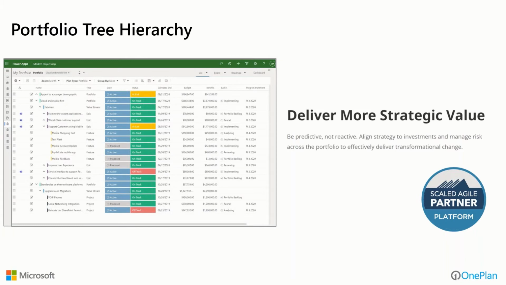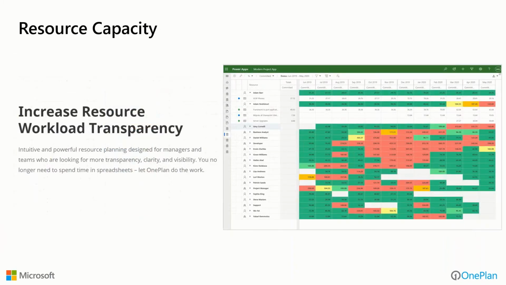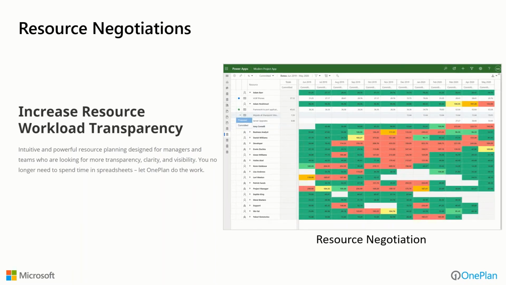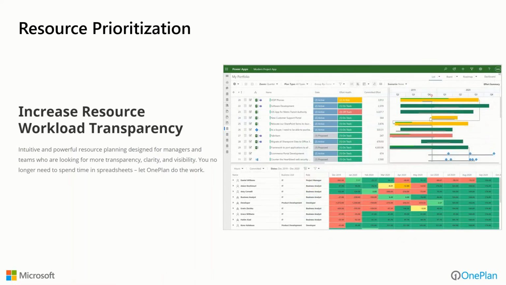Portfolio tree hierarchies, if we want to build our portfolio into a portfolio, program, project type of hierarchy, we can do that as well. Resource capacity planning, having a consistent resource capacity planning method across all projects, regardless of what execution tool is being used to do detailed work items. And then being able to do resource negotiations between project managers and resource managers. Also be able to do resource prioritization and use the resource capacity information to select an optimum portfolio and to reconcile the portfolio of projects that we have with the resources we have at hand.